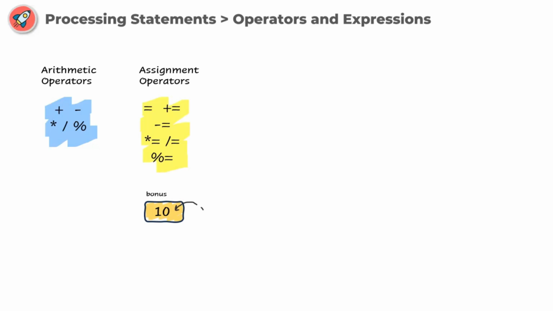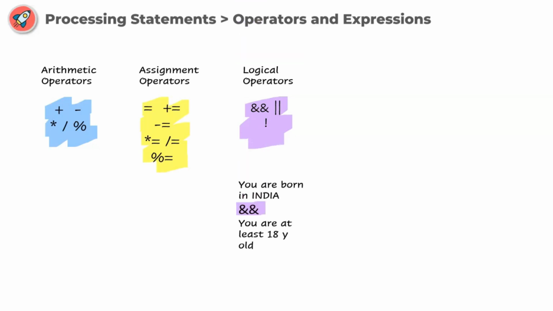Then we have logical operators that are needed for evaluating logical expressions that result in either a true or a false. For example, if you are an Indian and 18 years old, then you can vote. And several expressions like this. We will look at logical operators also in our coding sessions.